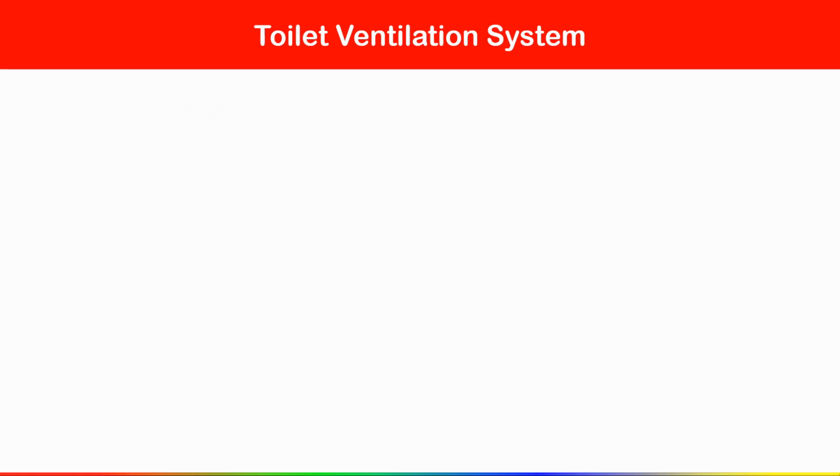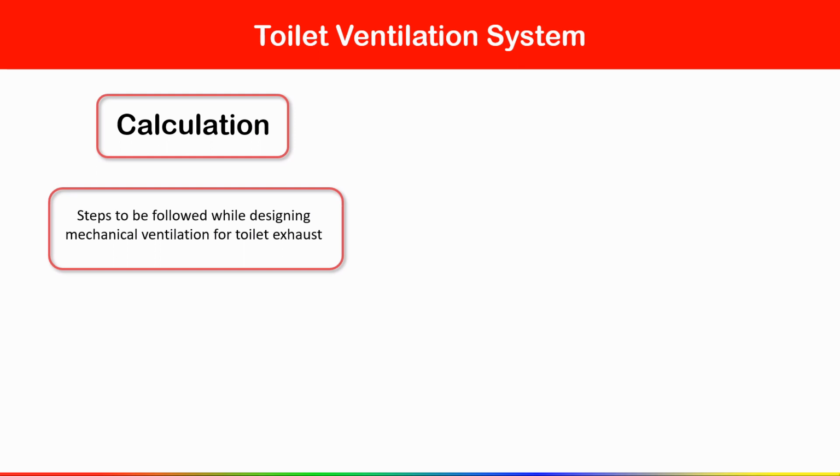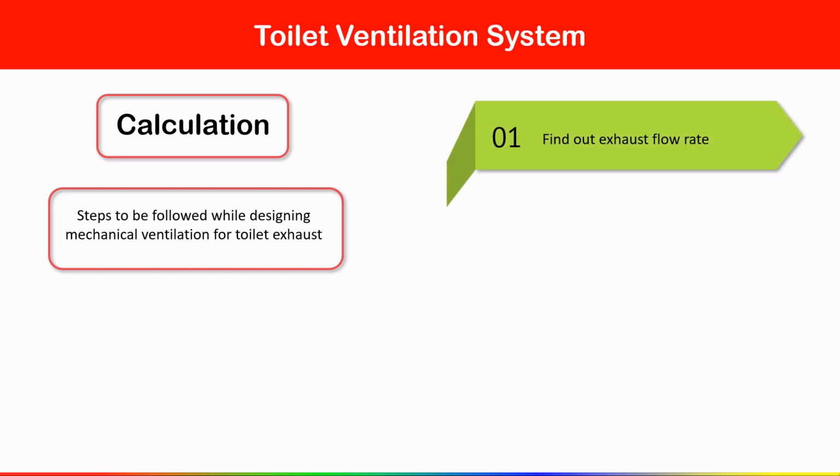Now here you can see how we can design this toilet ventilation system, and what parameters we need to calculate. See here the calculation part: steps to be followed while designing mechanical ventilation for a toilet exhaust system. First of all, we have to find out the exhaust flow rate.